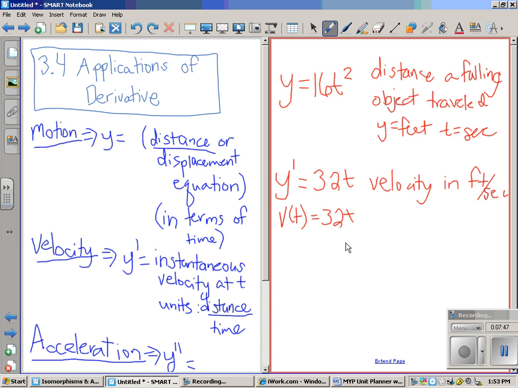So if we want to find the velocity at any one point, we simply plug in that time value and we can calculate the velocity of that falling object at any point in its journey. Okay, and again, we differentiate this, we take the derivative with respect to time, meaning we treat t as the variable of differentiation. All right, so that's velocity.